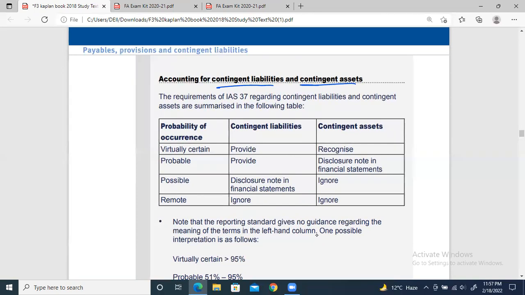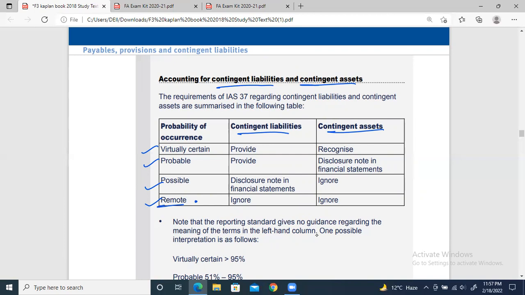So what this is telling is that there are 4 stages and these are known as probability of occurrence. Like what is the chance of them occurring actually? And there are 2 things written over here, liabilities and assets. First, let's discuss the liabilities, the contingent liability. So there are 4 things. I'll start from the bottom. The word over here is remote.